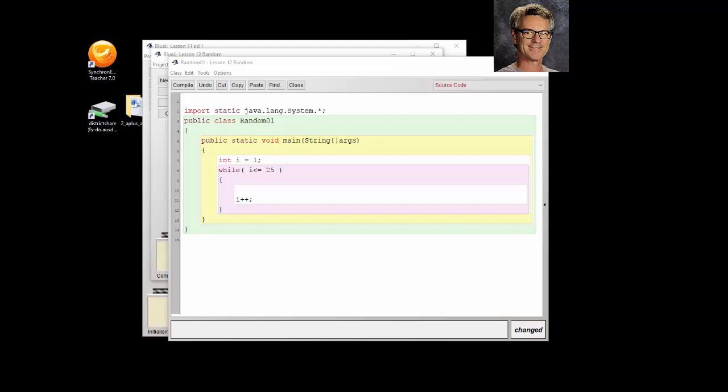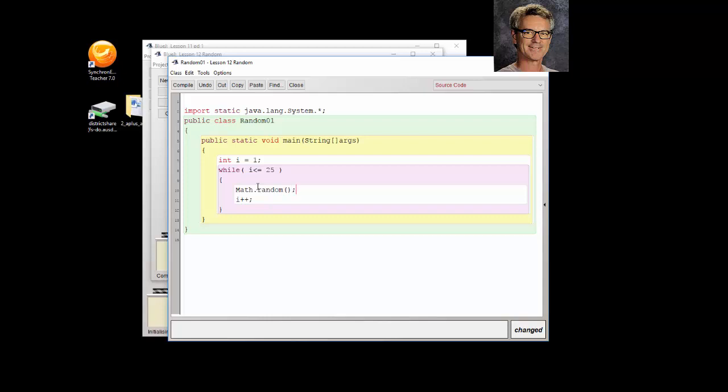Today in class, we demoed the use of math.random. We started it off very simple like this with a little loop that counts from 1 up to something like maybe 25. Put math.random in here.